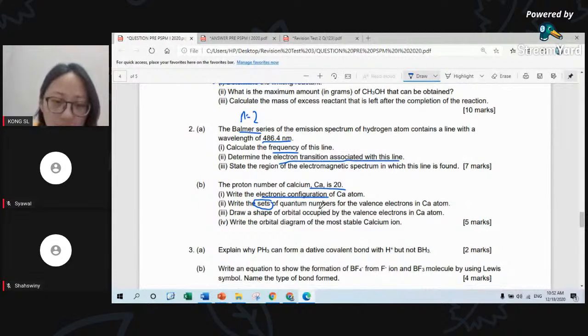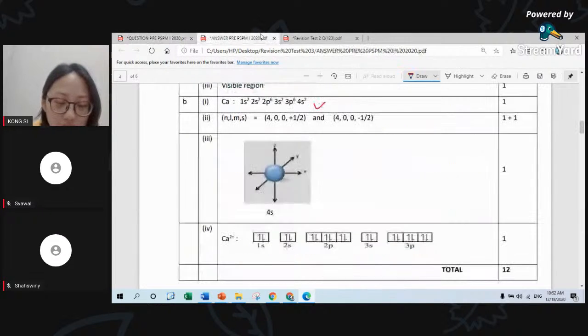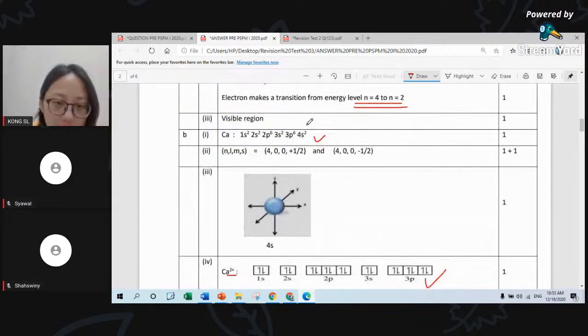Okay. For the valence electron in calcium atom, draw a shape orbital valence electron and then write the orbital diagram of calcium ion. Calcium ion orbital diagram, you remove 2. Okay, that's why this is the orbital diagram. No other answer because the question asks about orbital diagram. And then for the valence electron is 4s2, so label 4s. Okay, take note, just label one arrow is enough, x, y, z.